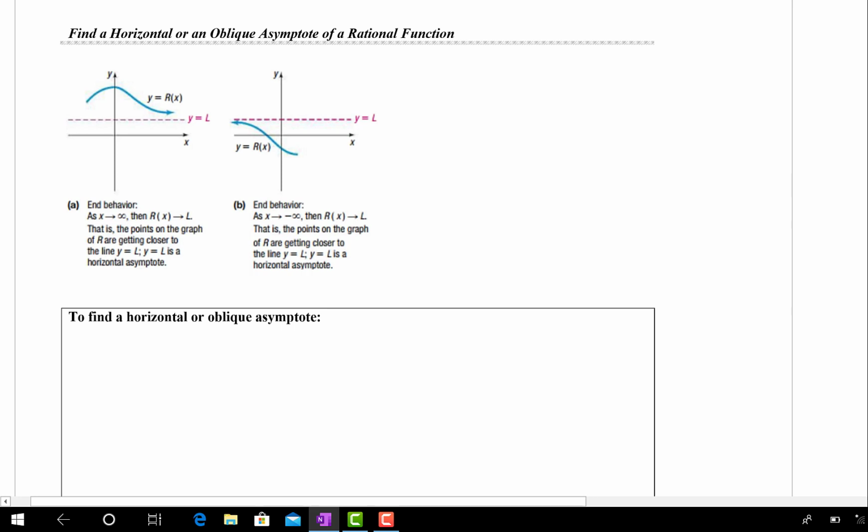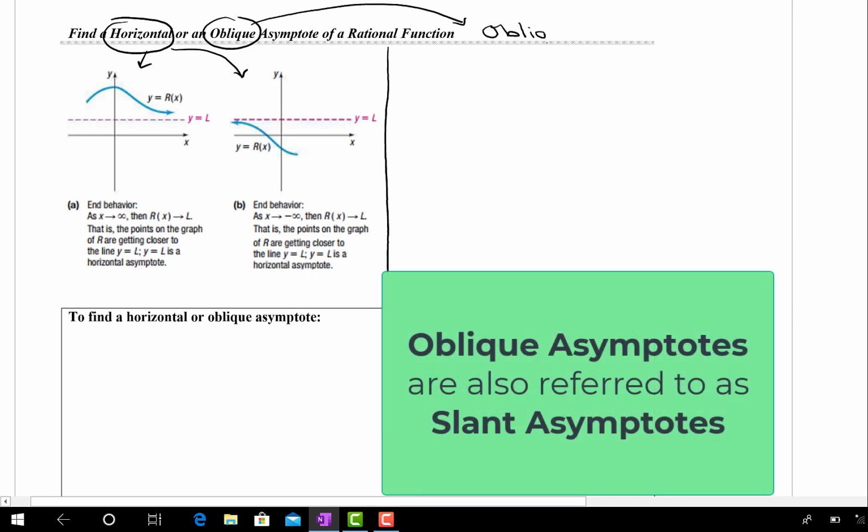All right, let's go ahead and find horizontal and oblique asymptotes of a rational function. These first two examples that I have drawn here show examples of horizontal asymptotes. Notice it says here, as x approaches infinity, r of x will approach L, and as x approaches negative infinity, r of x will approach L. Basically, whether you go to negative infinity or positive infinity, y is going to approach a specific constant value, and you're going to end up with a horizontal asymptote. Another word for an oblique asymptote is a slant asymptote.